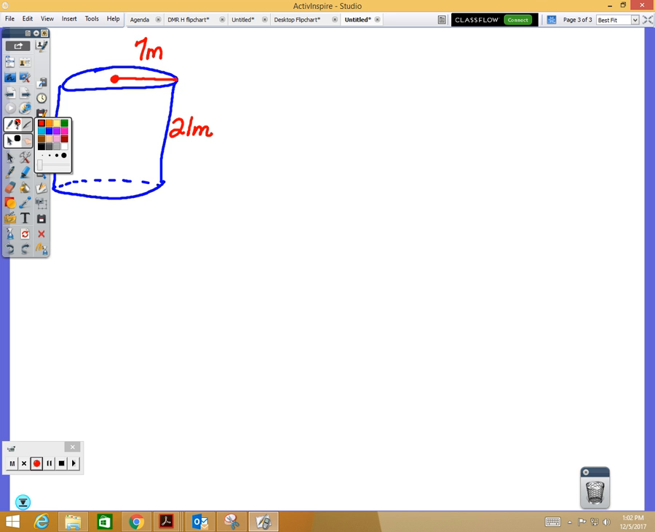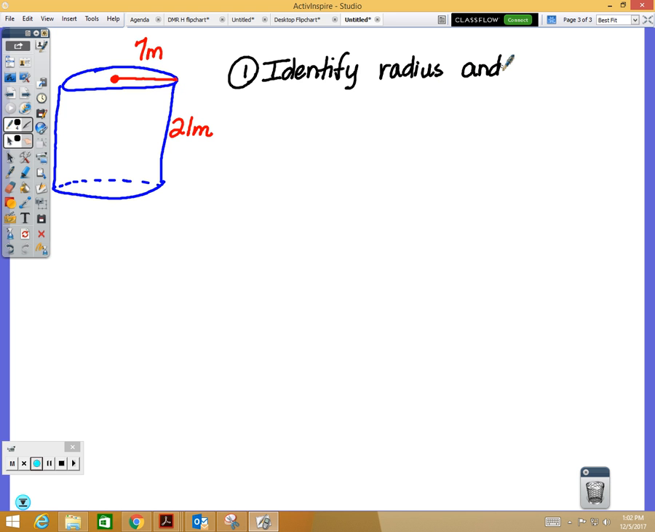So the very first thing, we're going to be writing steps in our notes, because that's then going to help us with everything else. We'll know exactly what to do. The very first thing that I'd like us all to do is I want us to identify the radius and the height. Identify radius and height. Because those are the two numbers that we need to use in our formulas.